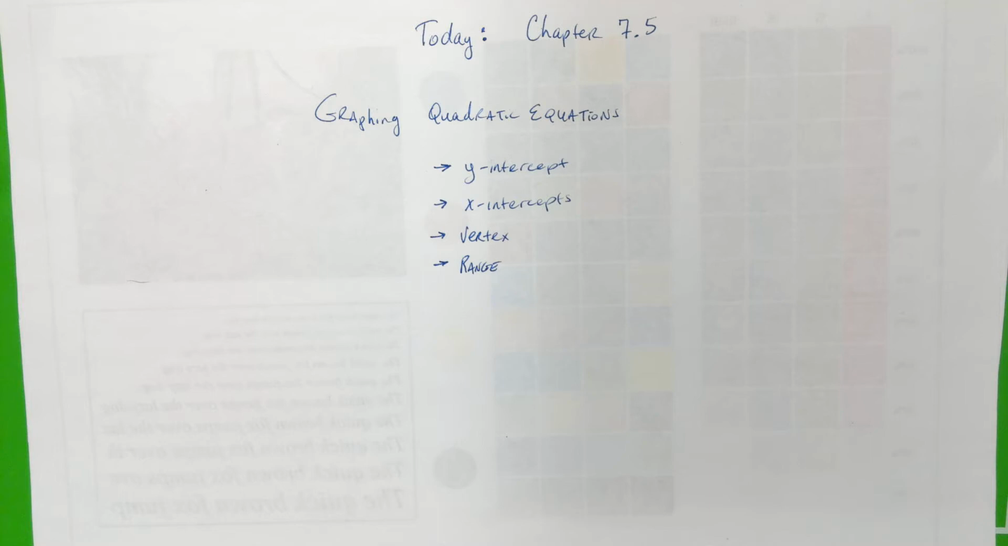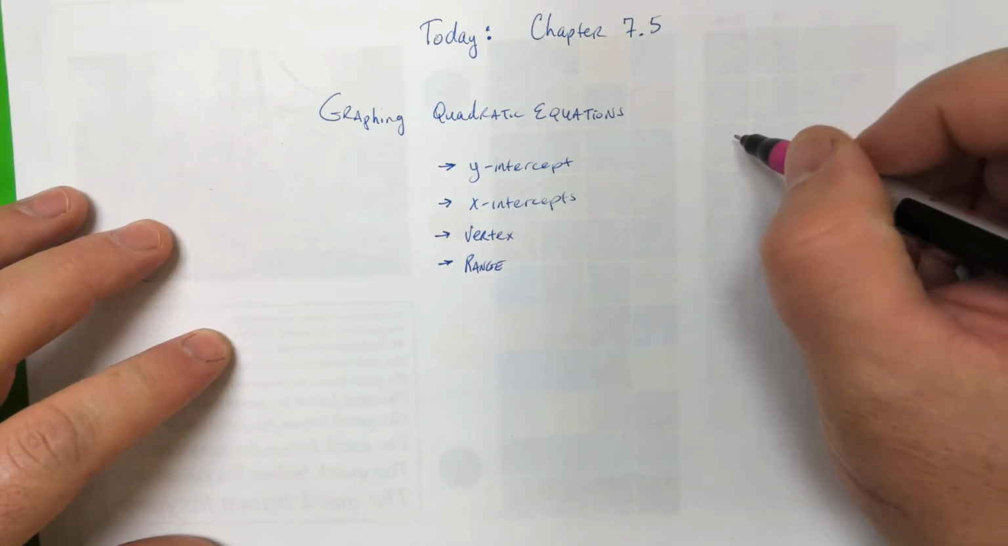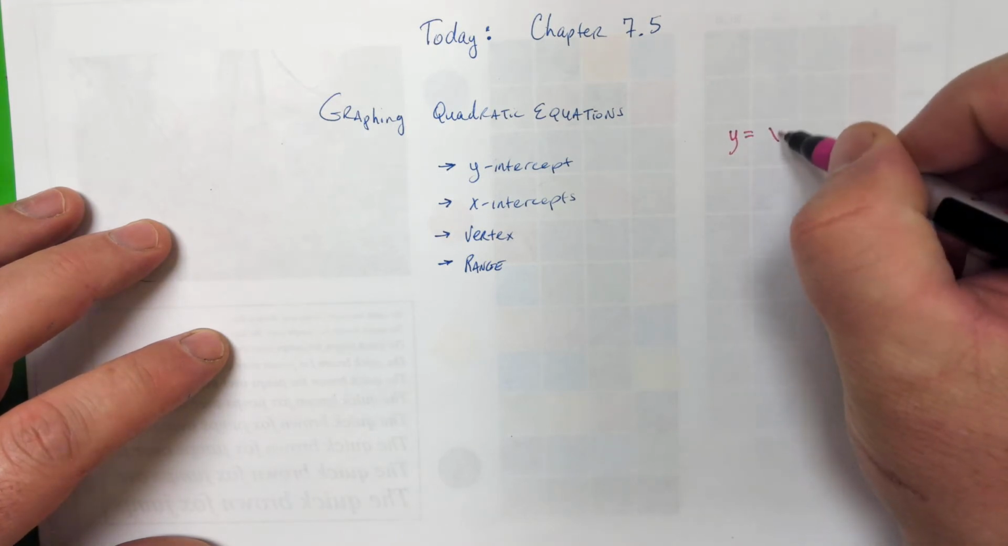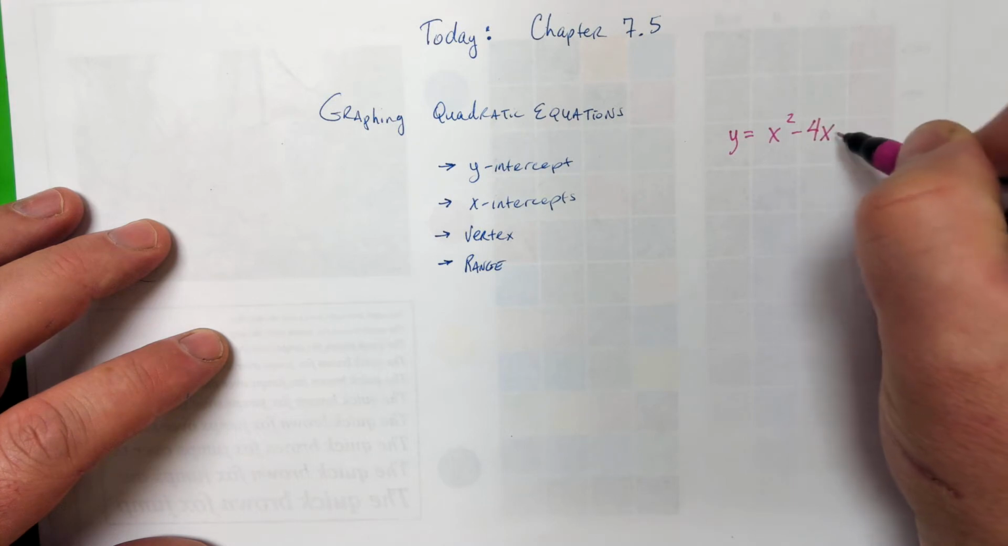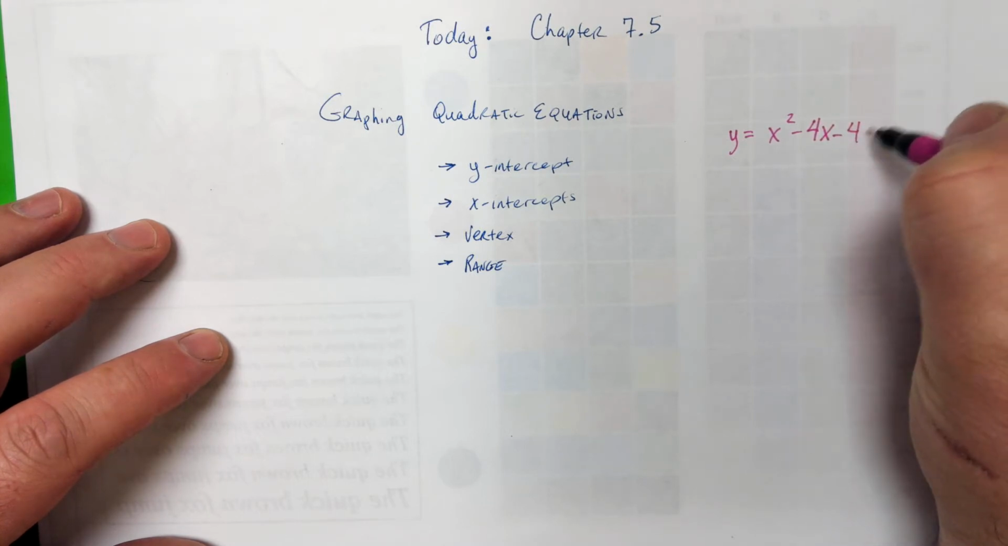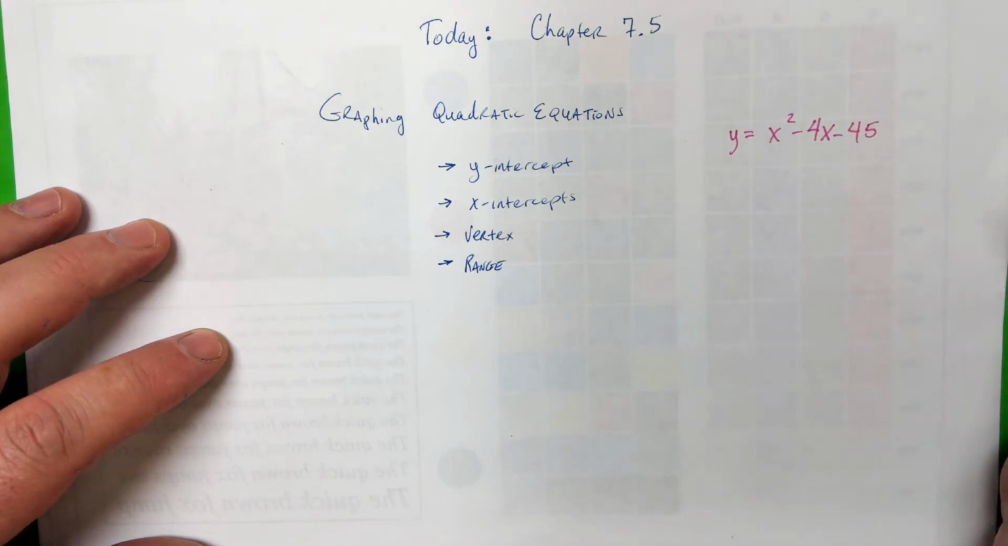Now, today what we're going to do is we're going to have some quadratic equation, like x squared minus, let's say, 4x minus 45, and we're going to graph it, right?